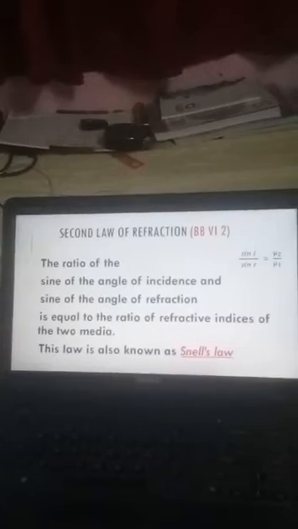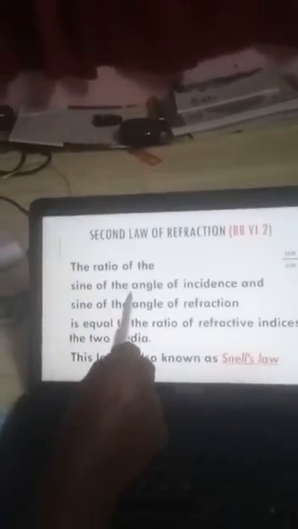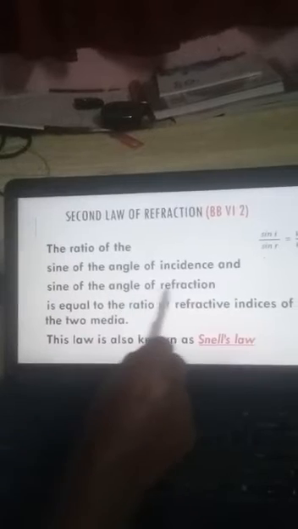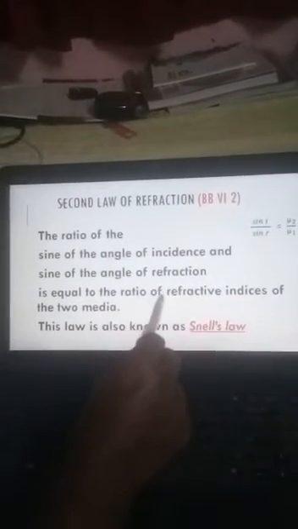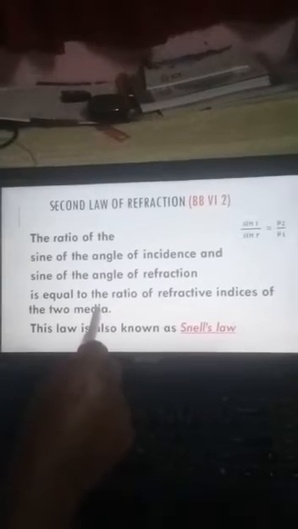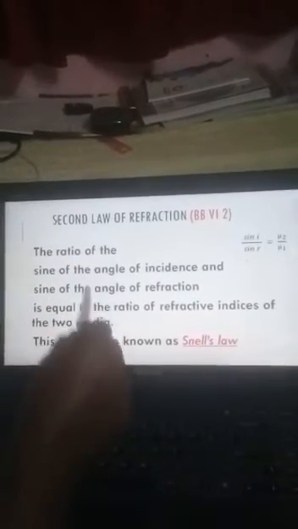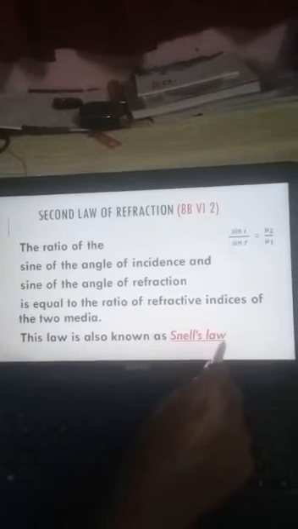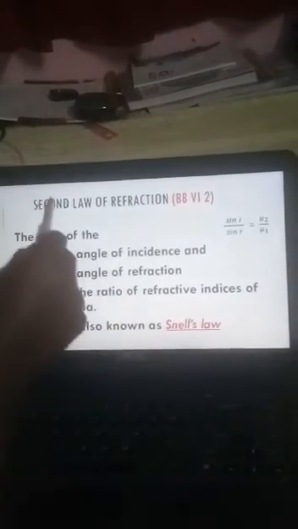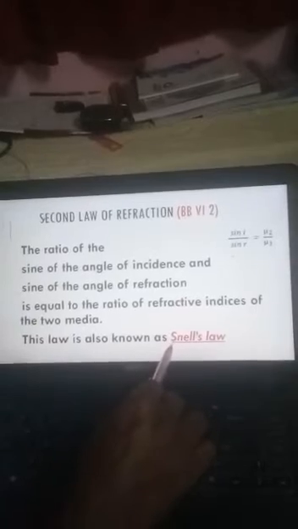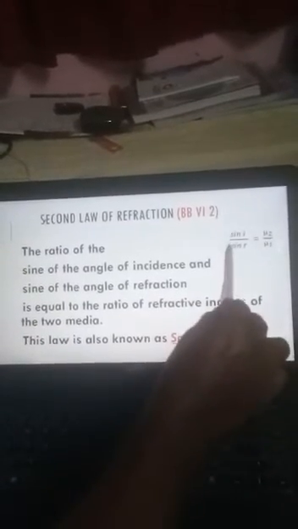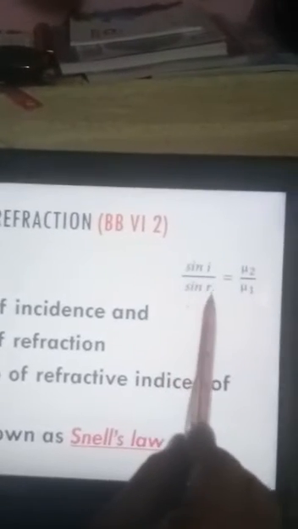It is very important once again because it is a book back 6th Roman 2nd question. The law says the ratio of sine of the angle of incidence and the sine of the angle of refraction is equal to the ratio of refractive indices of the two media. Sometimes they may ask the same question with this wording, state Snell's law. They may ask you, give the second law of refraction, or they may ask, state Snell's law. And you have to give this formula, sin i by sin r is equal to mu2 by mu1. It's very important. Without fail, you learn this.